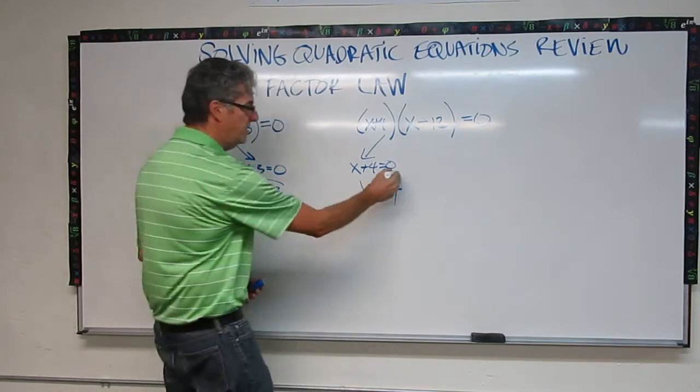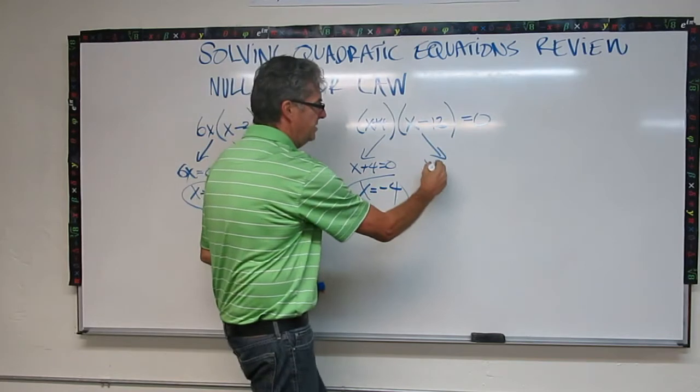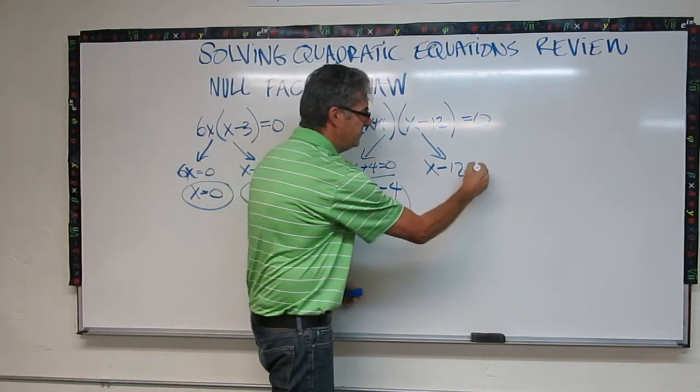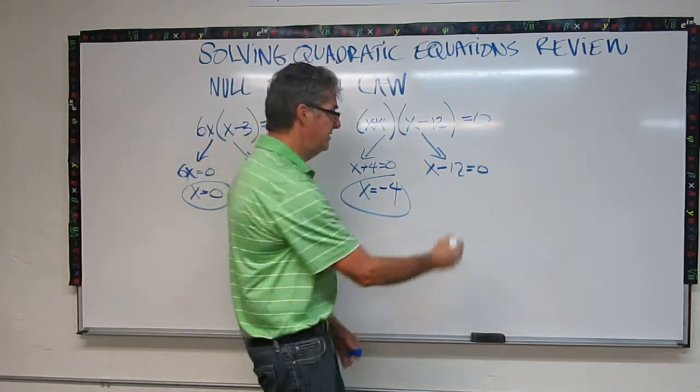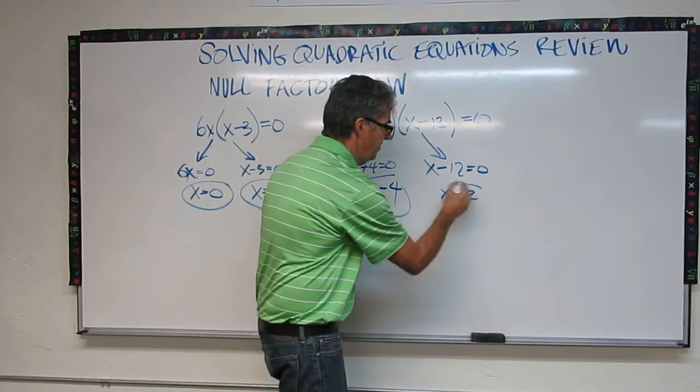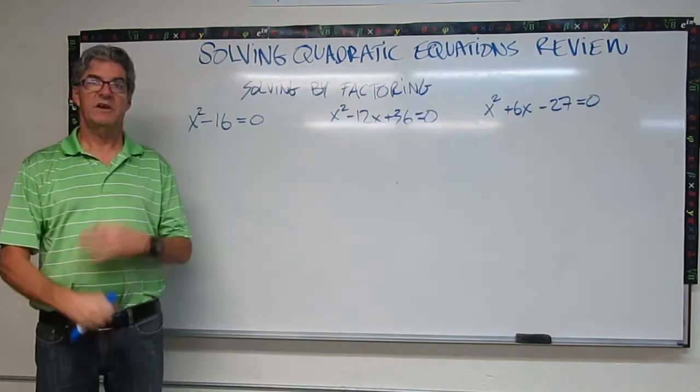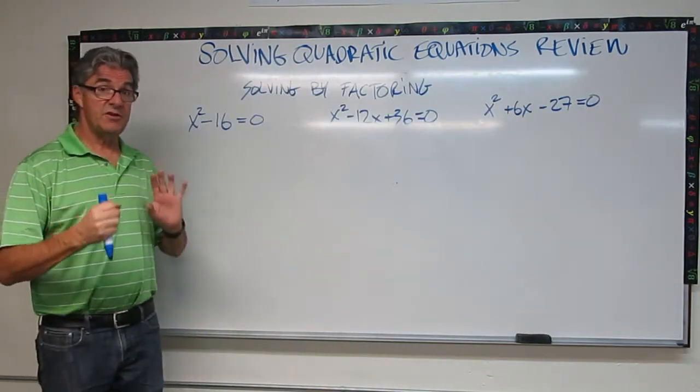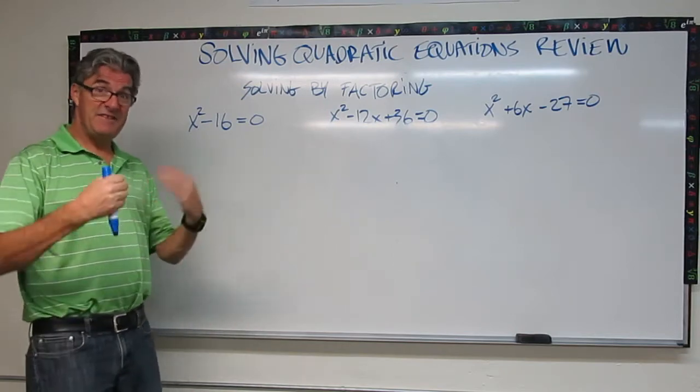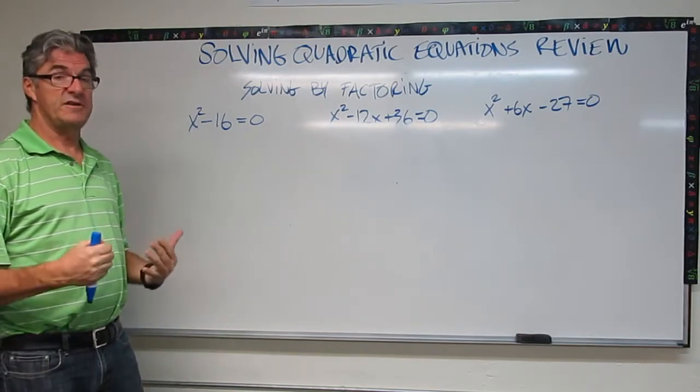X equals negative 4. Do my second branch. X minus 12 equals 0. Add 12 to both sides, and I get x equals 12. There's my second solution. Okay, the next thing we did is we solved quadratics by factoring them and then using the null factor law to find our solutions.